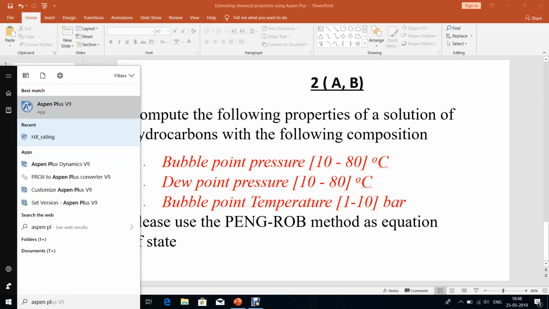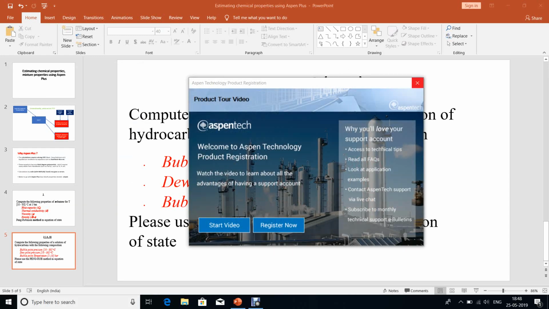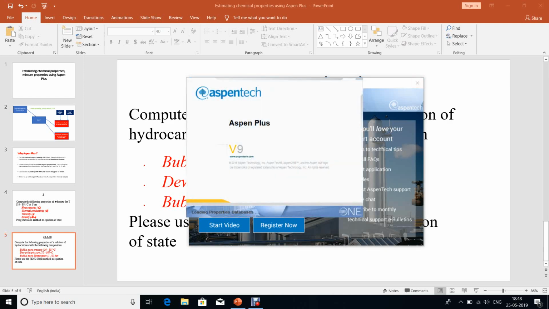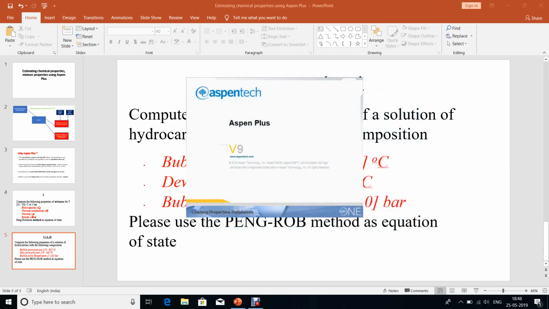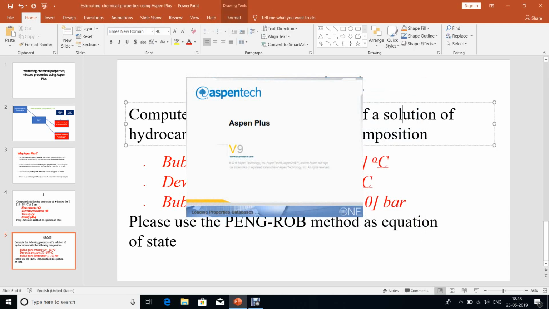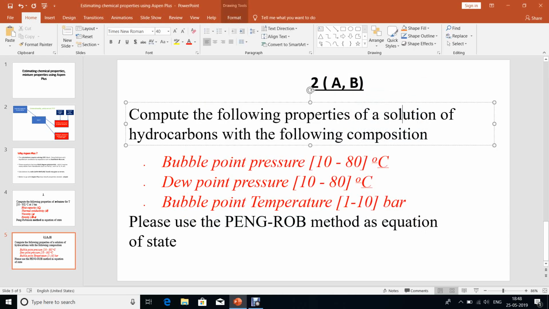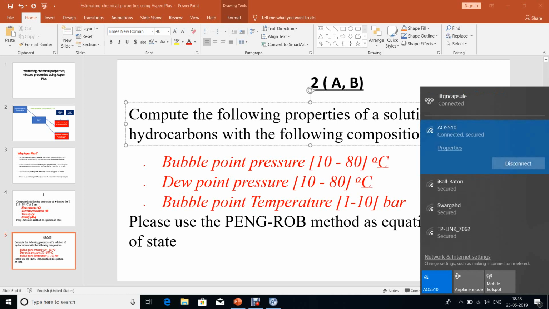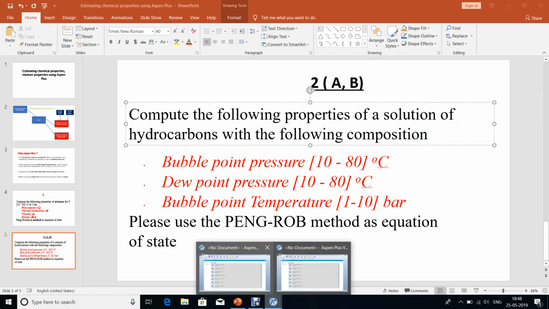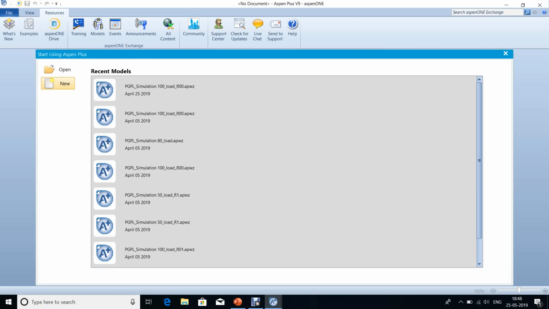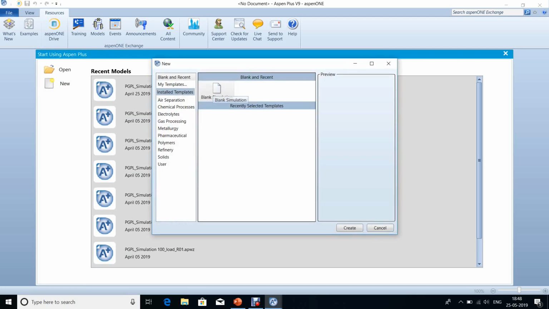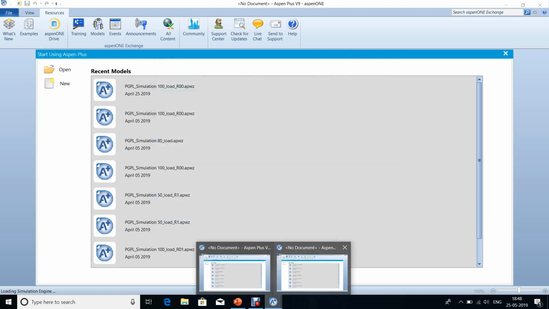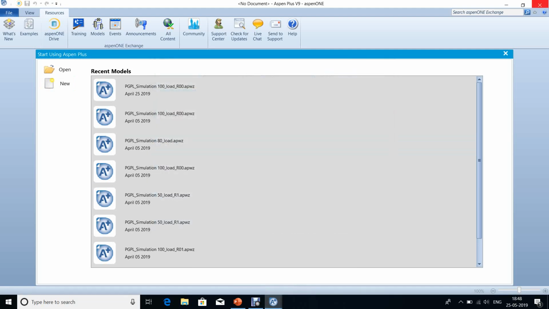So we are supposed to just start Aspen Plus. We can close this. We can click on this and it will also vanish. Actually, there are two instances which I have started. So let us start again from a blank simulation. We will click on create, and meanwhile I will also close the other one which is started.